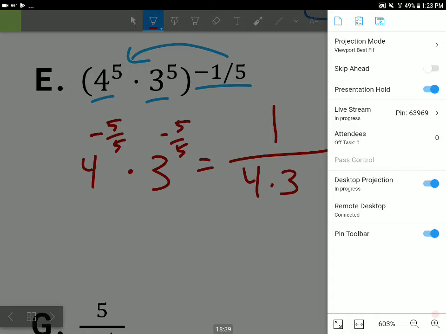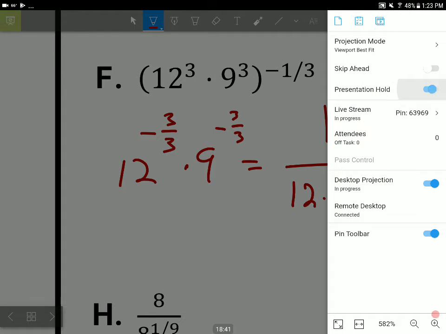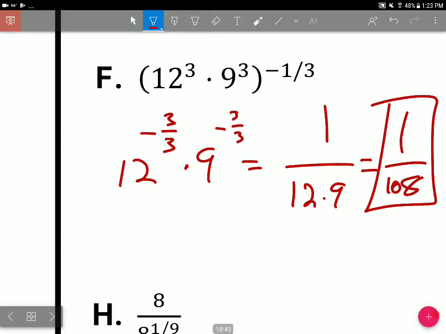Why does it gotta be chicken? So it's gonna be both. They both turn into like a 12 to the negative 1, 9 to the negative 1. So you just shove them on the bottom and multiply them by each other.